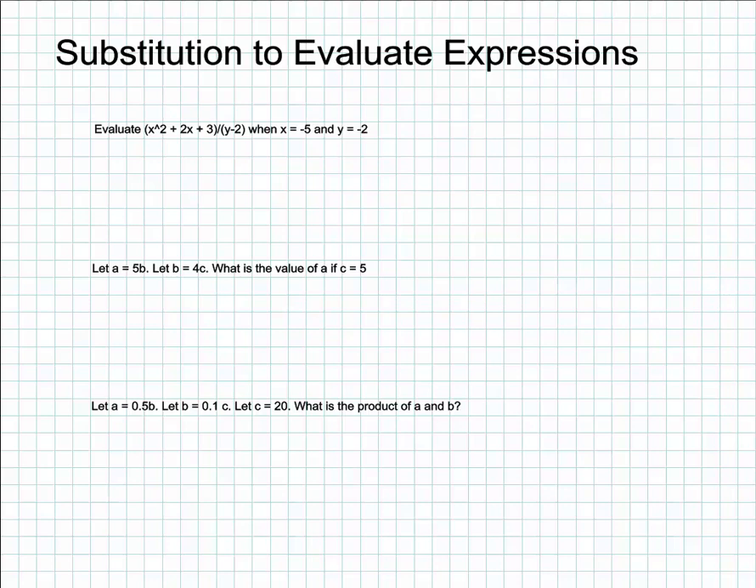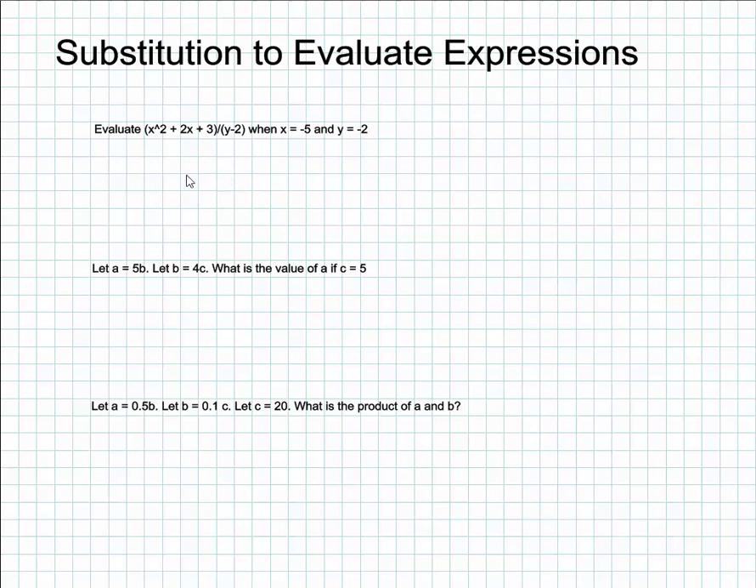So this first one: evaluate (x squared plus 2x plus 3) divided by (y minus 2) when x is equal to -5 and y is equal to -2. Questions where they ask you to evaluate expressions with one or multiple variables, but then give you a value for the variables, are pretty common. So let's substitute the values of x and y in for this expression.